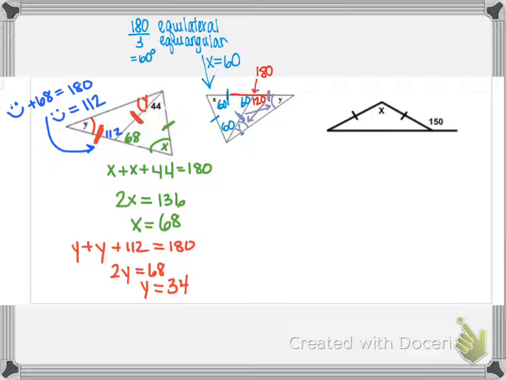So to solve for y real quick, I'm going to have 120 plus y plus y equals 180. Combine like terms, y plus y gives me 2y. Subtract 120 from both sides. So 2y will equal 60. Divide by 2, and y is equal to 30.